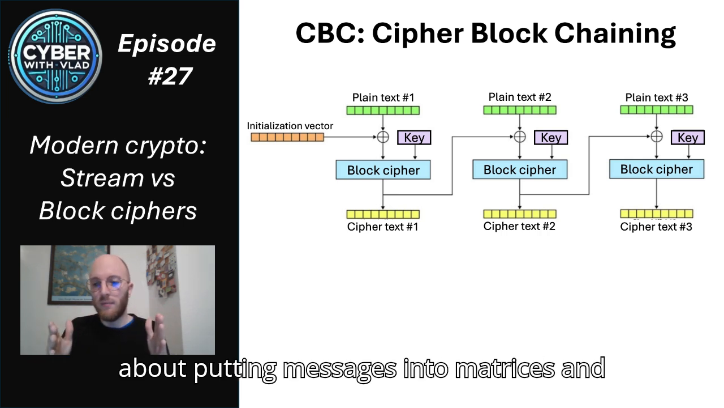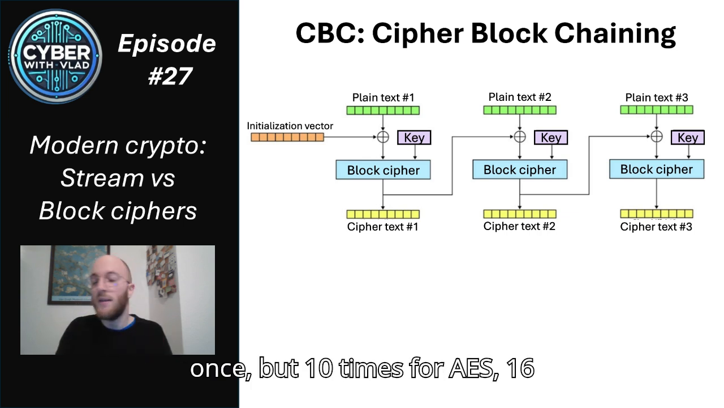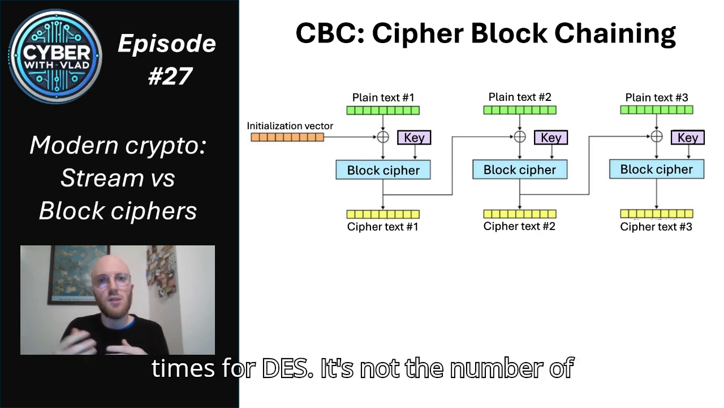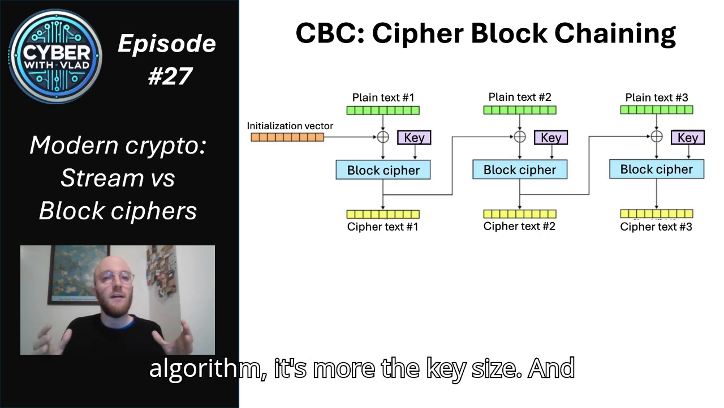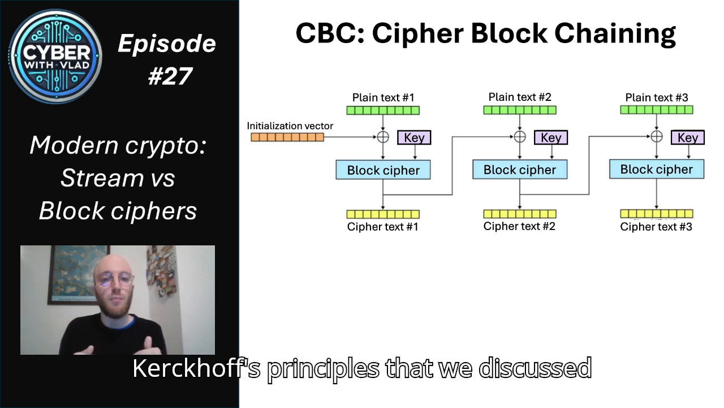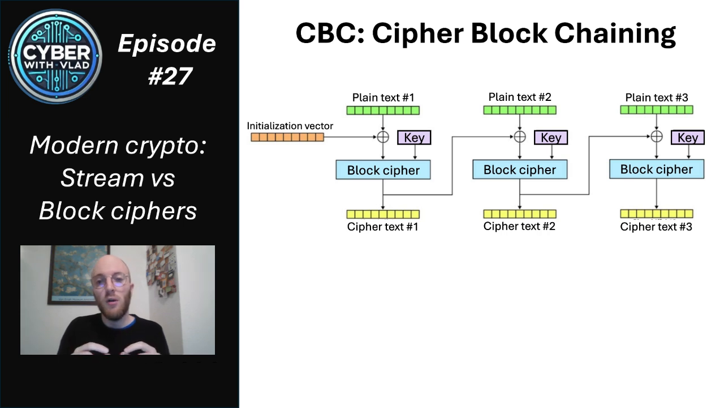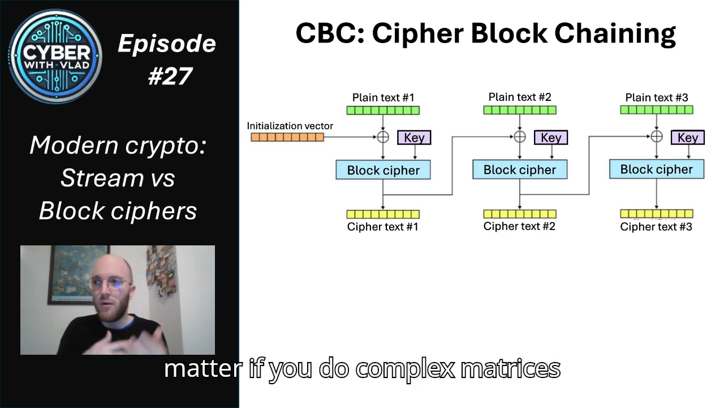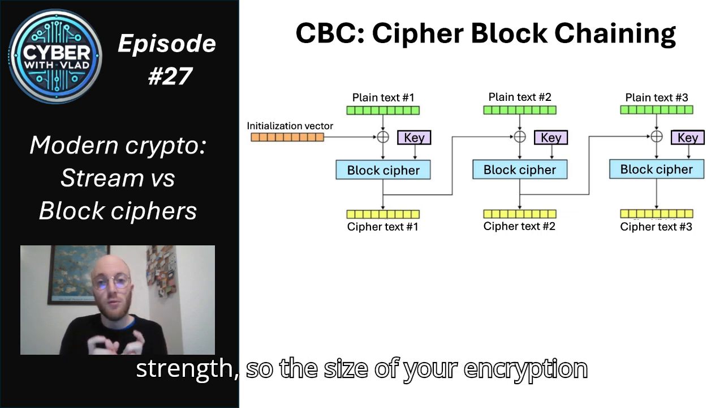It's about putting messages into matrices and making some complex iterations, not only once, but 10 times for AES, 16 times for DES. It's not the number of runs that so much increases the strength of the algorithm, it's more the key size. And that's also something you need to remember. It really goes back to Kirchhoff's principles that we discussed in the previous video. The secret is not in the algorithm itself. So it doesn't matter if you do complex matrix operations. What really matters is the strength, so the size of your encryption key.